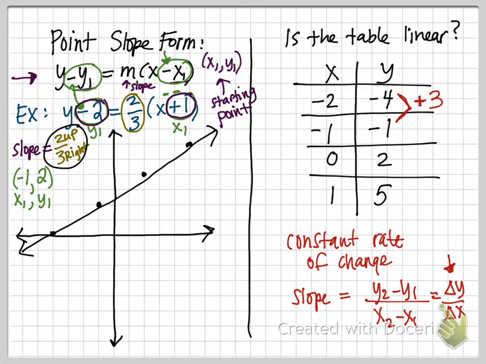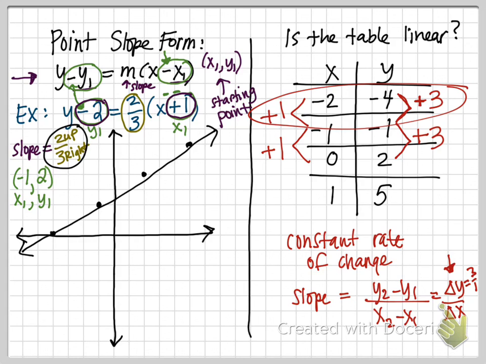Now I need to find the change in the x's. How do I go from -2 to -1? I would add 1. So this gives me my slope. My slope is equal to 3/1. So that means it has to be 3/1 for every pair here. So let's check the next pair. From -1 to 2, I add 3. And then from -1 to 0, I add 1. So far we've stayed consistent.